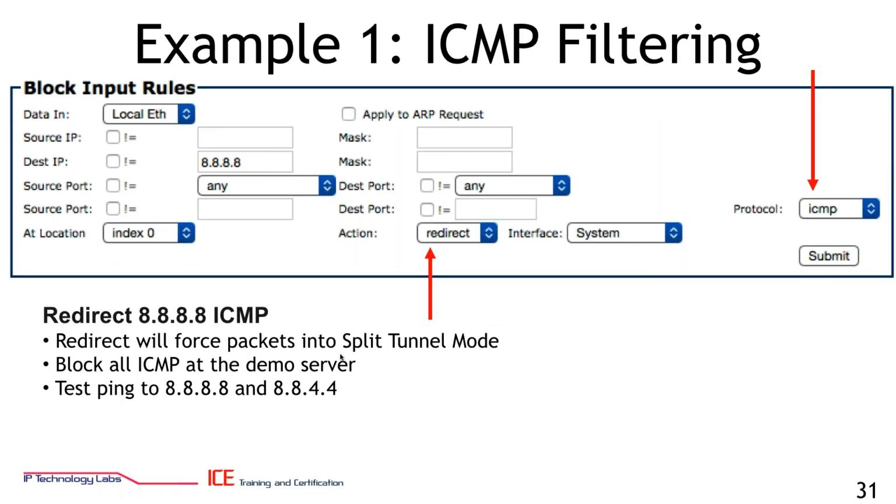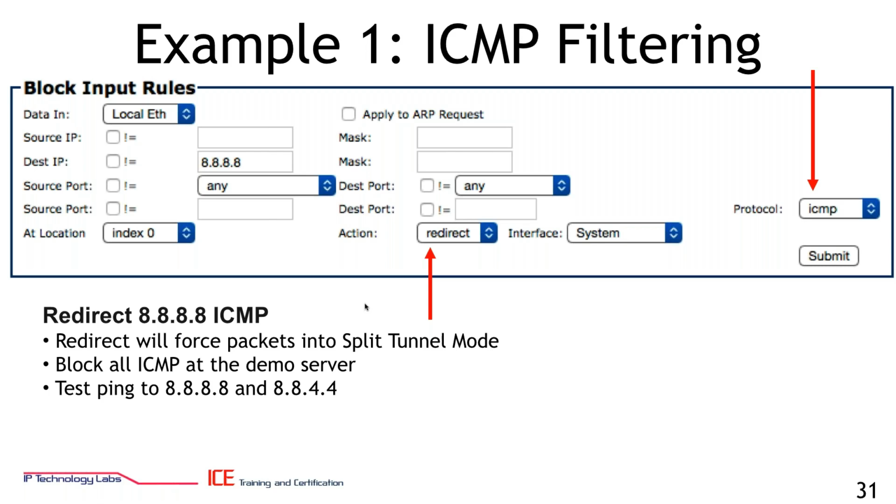And then in the actual training, what we do is we have tunnels that are set up in a compulsory tunnel mode. So all of your traffic is going through the tunnel. Then what we do is we set up a redirect, and we say anything with a destination IP address of 8.8.8.8, that's ICMP traffic, we are going to redirect into our system interface. So what this does is all of your traffic is going through the tunnel in a compulsory tunnel mode, but if you ping 8.8.8.8, it goes through the local ISP. It gets redirected and essentially puts it into a split tunnel mode.